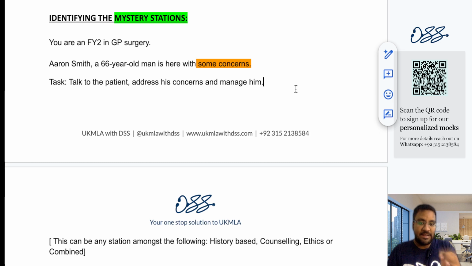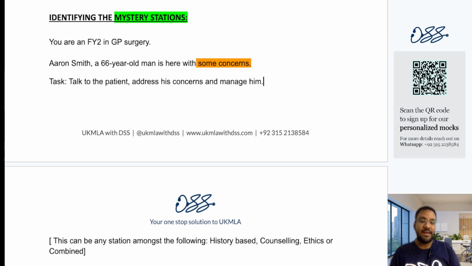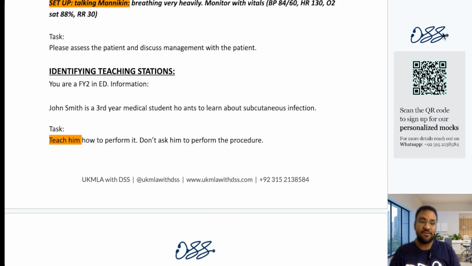And the moment you enter, after you begin your station, and after you have done the rapport building and introduced yourself, you need to begin your station like this: hello Mr. Aaron, I can see from my notes that you were here with some concerns. Can you please tell me more about it? When you say that, that is where you will get the information, that is where the patient will tell you what to do.